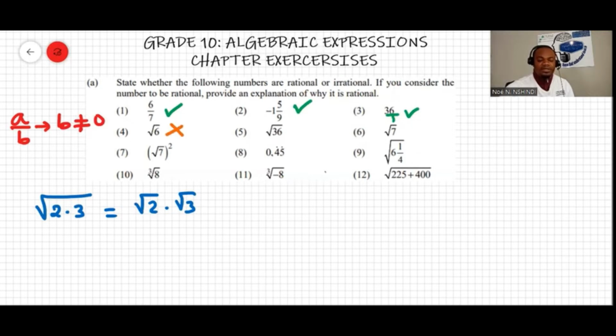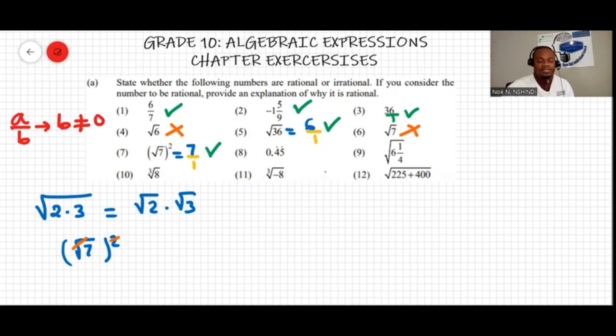And then square root of 36 is just 6, and 6 can be written as 6 over 1. Therefore, this is rational. And then square root of 7: as we said, 7 is a prime number, and square roots of prime numbers are irrational. Now, square root of 7 to the power of 2. Note that the power of 2 always cancels the square root, so this is just equal to 7. And 7 can be written as 7 over 1. Therefore, this is a rational number.